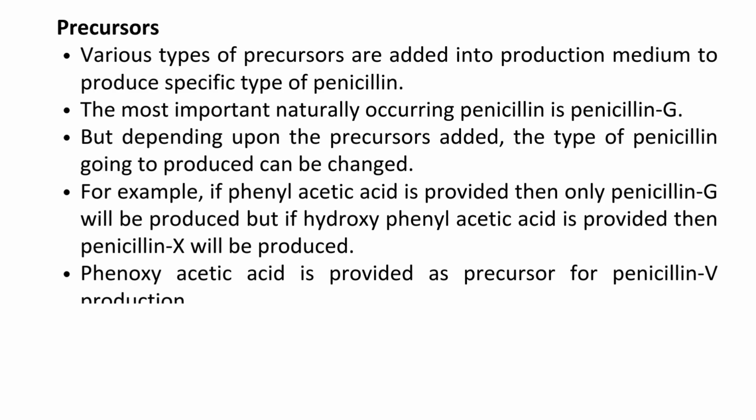For example, if phenylacetic acid is provided, Penicillin-G will be produced. If hydroxyphenylacetic acid is provided, Penicillin X will be produced. Phenoxyacetic acid is used as a precursor for Penicillin-V production. When corn steep liquor is used as a nitrogen source, it also provides phenylacetic acid derivatives, so it is widely used in the production of Penicillin-G.